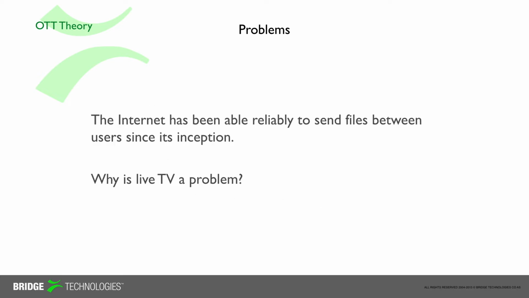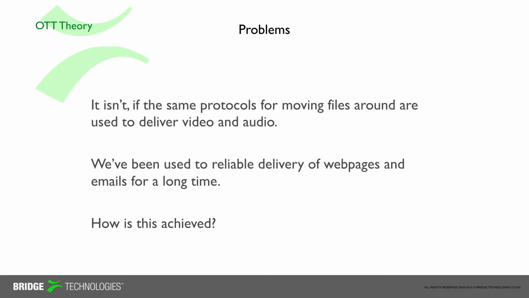The internet's been around for a long while, and we've been able to send files reliably since its inception. What's the problem with live TV? Why can't we do it with live TV? And it isn't a problem if we use the same protocols for moving files. We've been able to deliver web pages, and before that, and concurrently, of course, emails for a long time. Emails don't arrive with words or letters missing. They arrive reliably. How is that achieved? What are the mechanisms that enable these files that are being transferred around the internet for years and years and years? How do they arrive reliably?